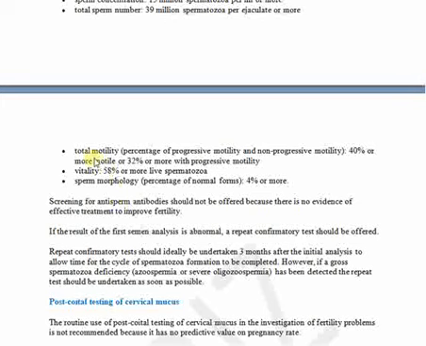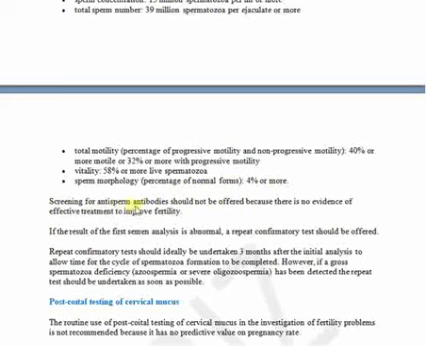Total motility, percentage of progressive motility and non-progressive motility: 40% or more motile or 32% or more with progressive motility. Vitality, 58% or more live spermatozoa. Sperm morphology, percentage of normal forms, 4% or more.